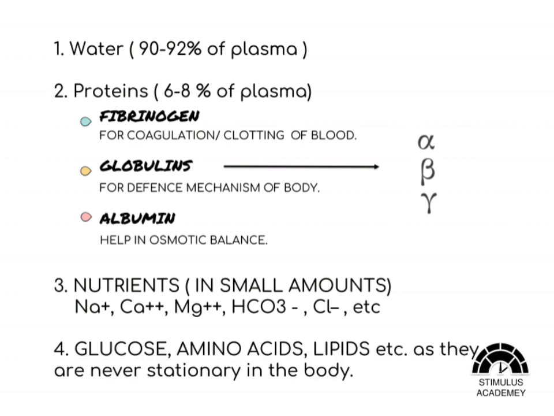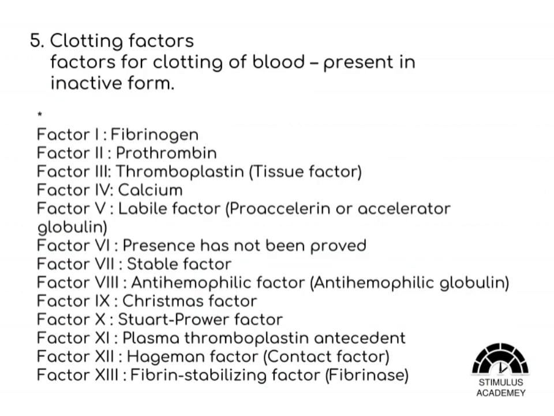Glucose, amino acids and lipids are never stationary in the body. They are always in rotation, here and there. That is, glucose, amino acids and lipids are always non-stationary. And the last component is clotting factors.